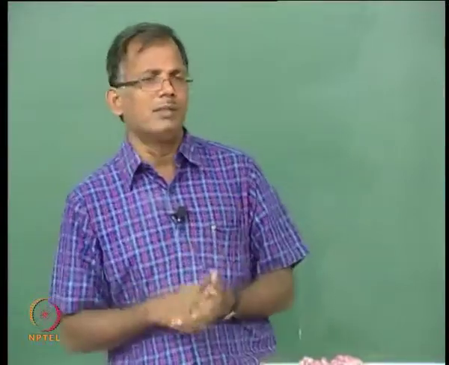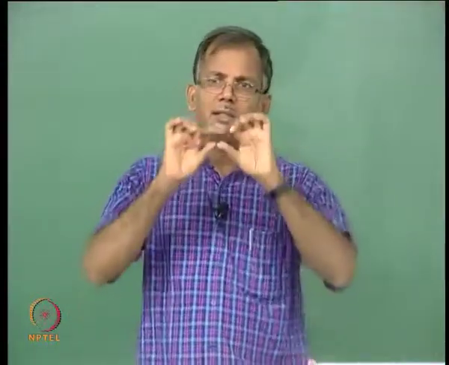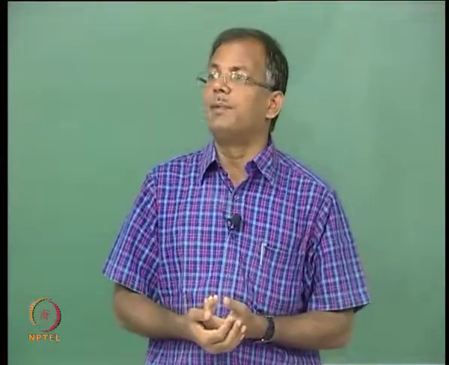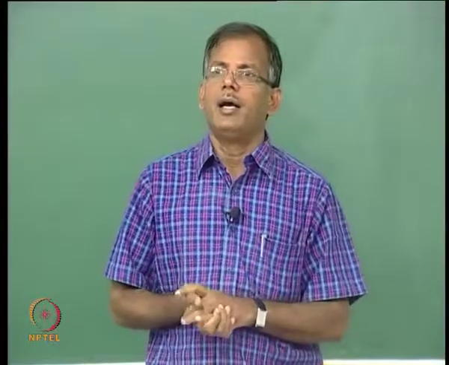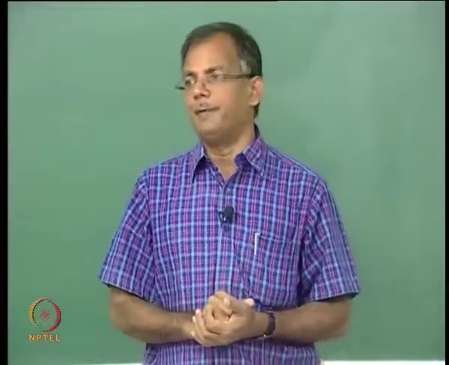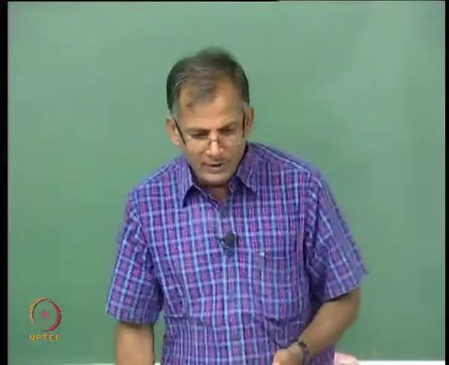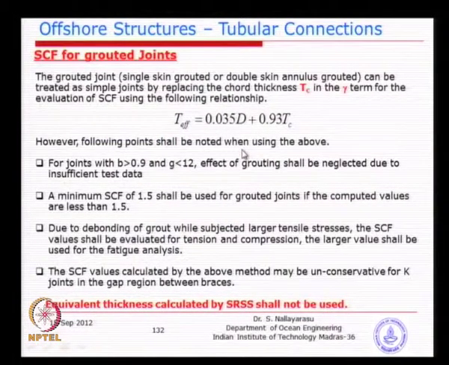I think there were 4 or 5 methods, no. Among them, replacing the thickness with the equivalent thickness was such a simple method, because you do not need to do anything else. The effect of the ring is replaced by increased wall thickness of the cord member, isn't it? The same thing API is recommending for grouted joints here. Only thing is it is not using the SRSS equivalents here. Based on some amount of testing, it is recommended that the equivalent or so-called effective thickness is taken as 0.035 times diameter plus 0.93 times the cord thickness.